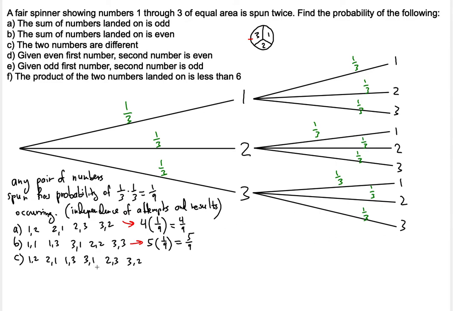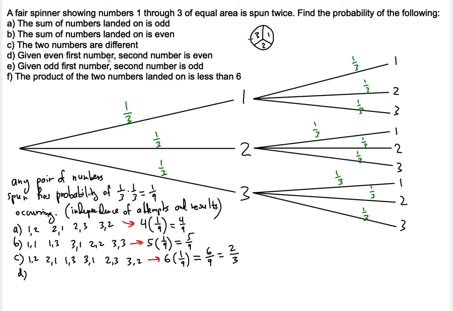So how many is that? This is actually 6 pairs. 1, 2, 3, 4, 5, 6. So the probability of having the numbers different in each pair will be 6 times 1/9. Right? So this should give us 6/9, which is 2/3. Okay. Now part D.